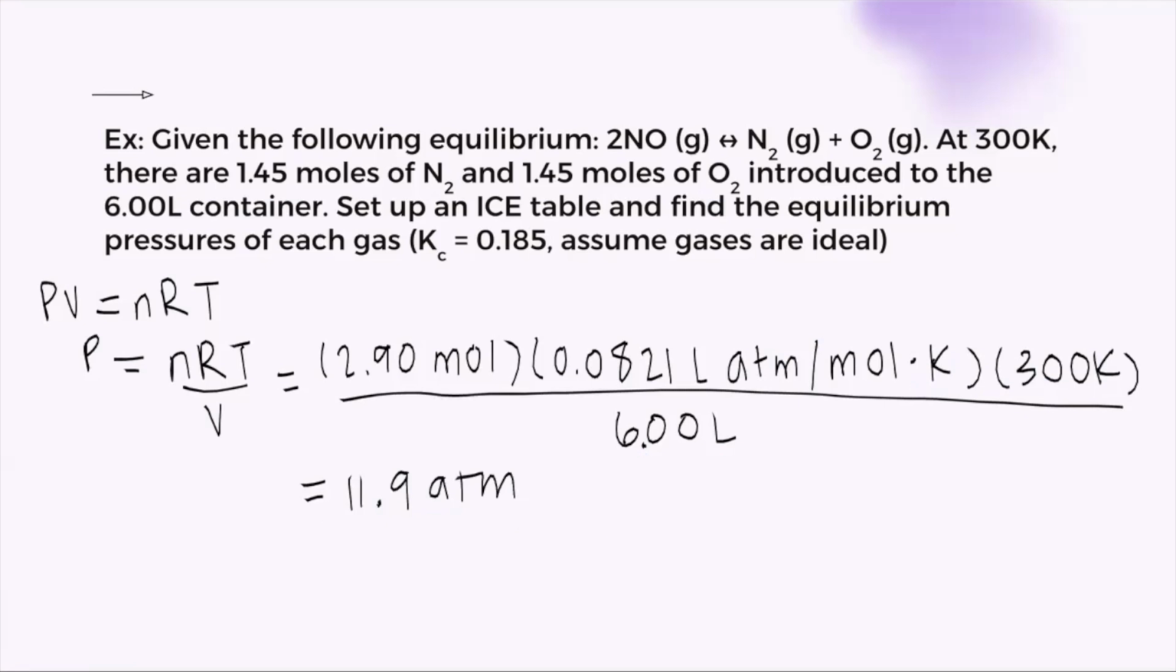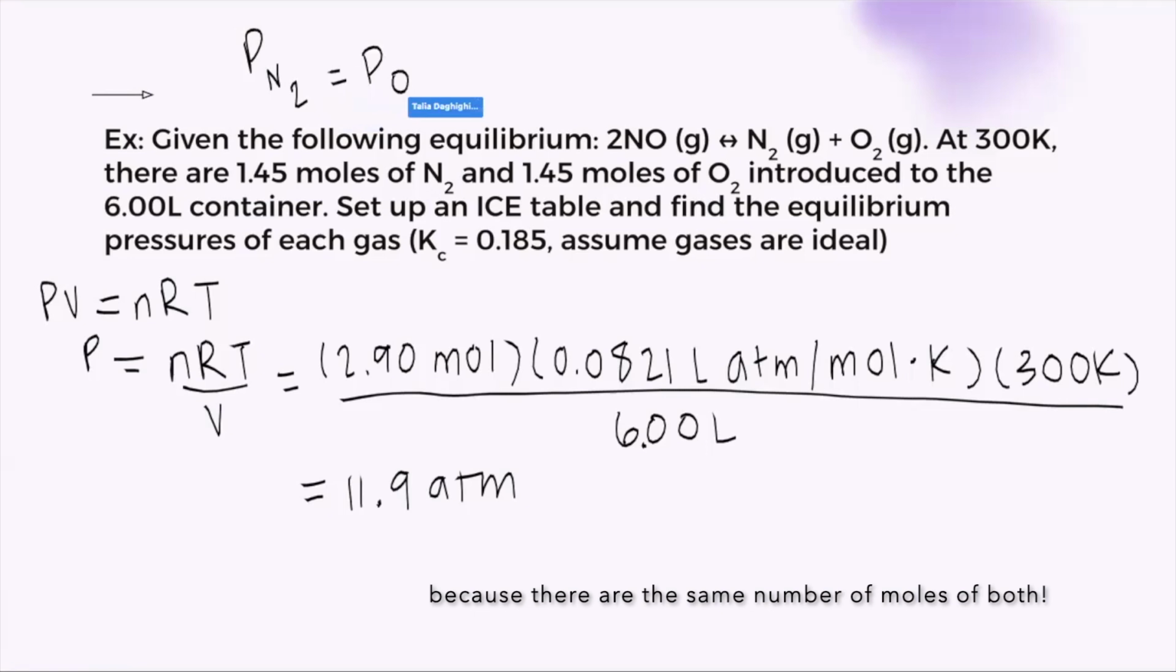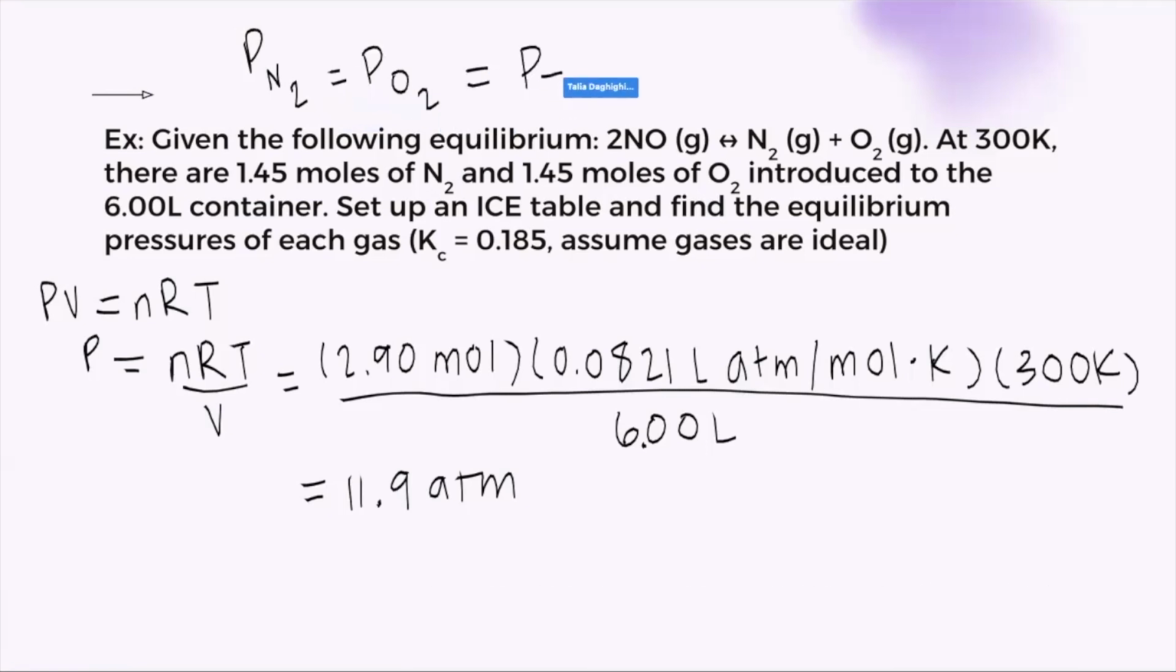Okay, so now we need to find the pressure of N2 and the pressure of O2. I'll write it over here. So the pressure of N2 is going to equal the pressure of O2, which is going to be the total pressure times the mole fraction of one of them, which is going to be the n of, let's just say N2 over n total.